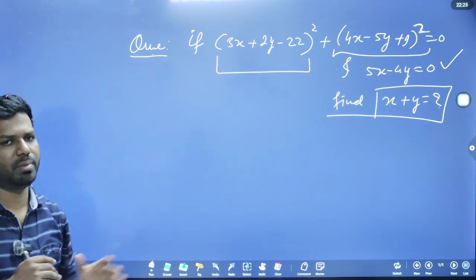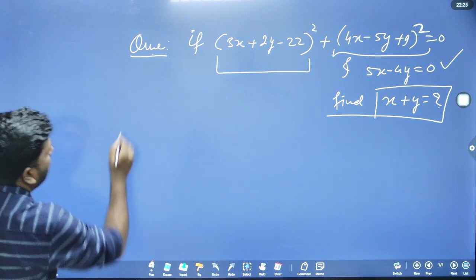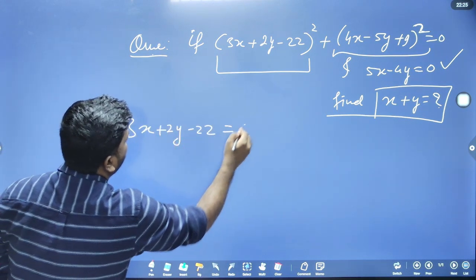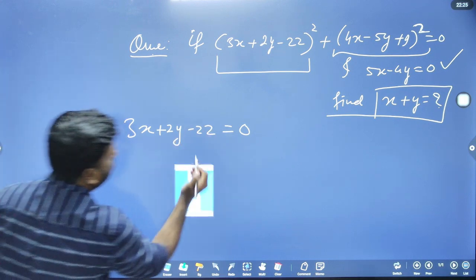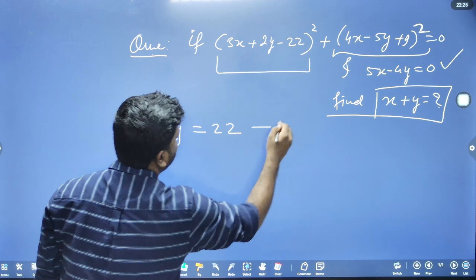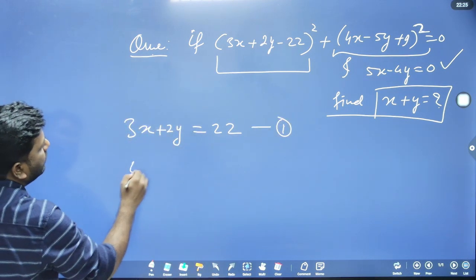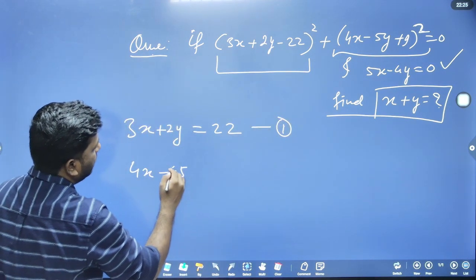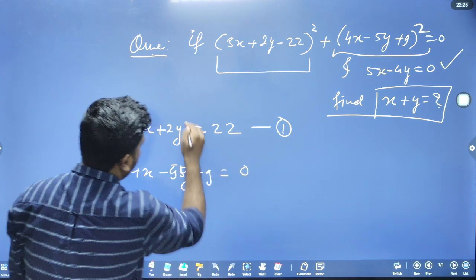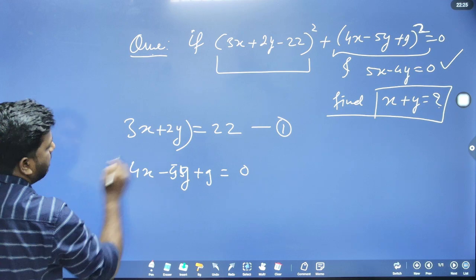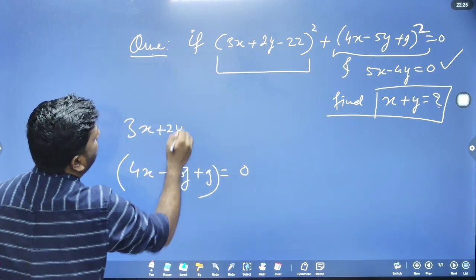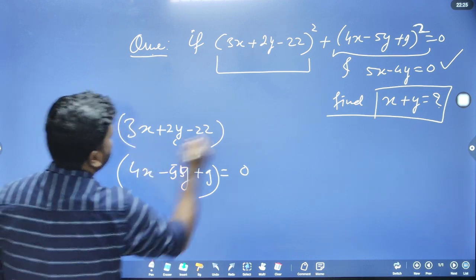तो यही हमें अलजेब्रा में करना है कि भाई बेसिक स्टार्ट कहां से मिले. Now I can say 3x + 2y - 22 = 0, or this 22 I can shift to the right-hand side, which will equal 22. This is your first equation. Second, I can say 4x - 5y + 9 = 0. Both the terms are in square, right? Let me keep it as it is so there will be no further doubts.